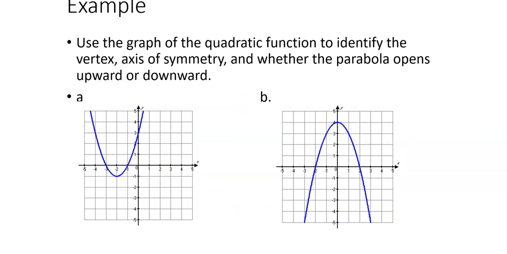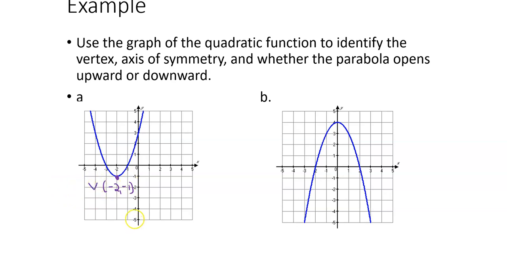All right, so this one says use that graph to identify the vertex, axis of symmetry, and yes, whether it opens upward or downward. That should be the easiest question, right? So for the first one, obviously it opens upward. If we want the vertex, we're looking for the highest or the lowest point on the graph. So if you come down here, this point over here is the lowest point on the graph. It has an x-coordinate of -2, has a y-coordinate of -1.